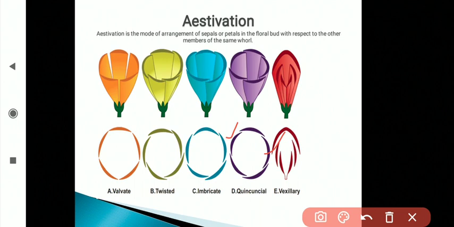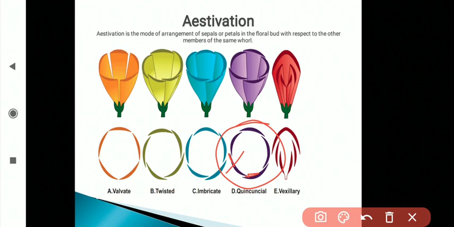And the fifth one, that is the last one here, this sepal, has one outer and one inner margin. This one has one outer side and one inner margin. Here this is the outer margin and this is the inner margin, and such type of arrangement is called a quincuncial type of aestivation.